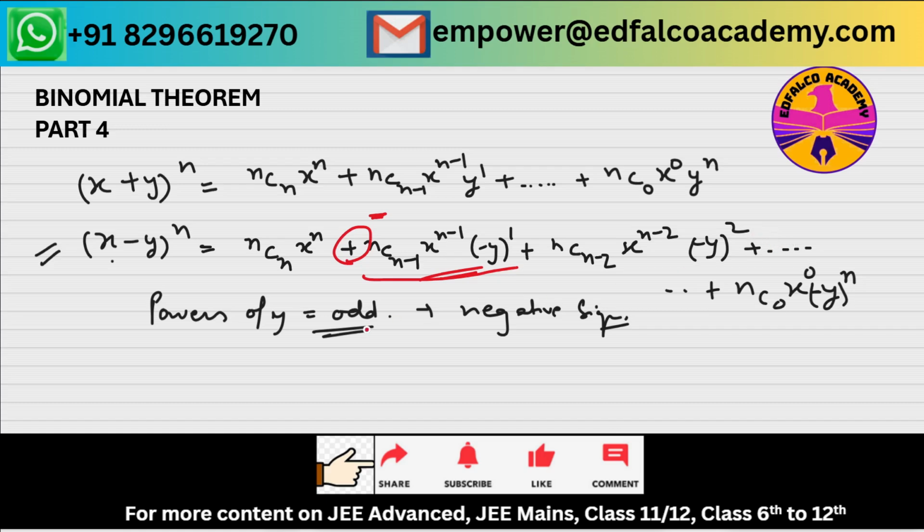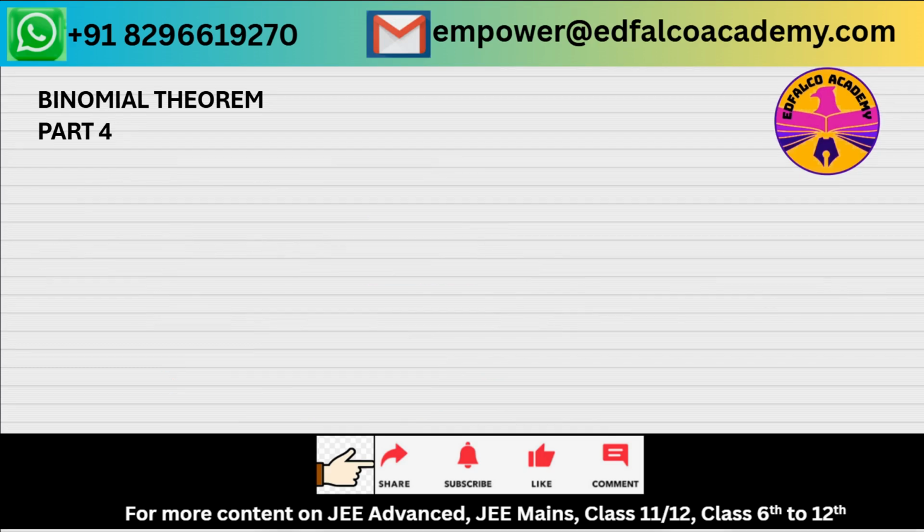So there will be alternating plus and minus terms, whereas in the first case all the terms were positive. But in this case it will have alternating plus, minus, plus, minus, plus, minus and so on. That kind of terms will appear. So that was the major thing to understand over here. Now let's take a simple problem to build our understanding first, and then in the next video we'll move on to slightly higher problems.